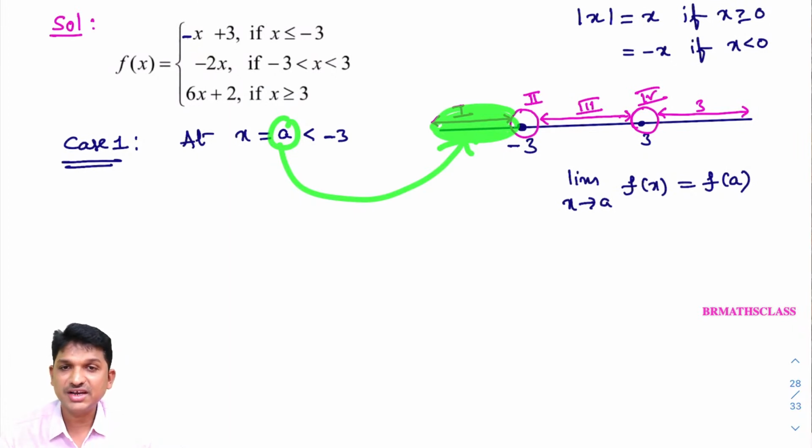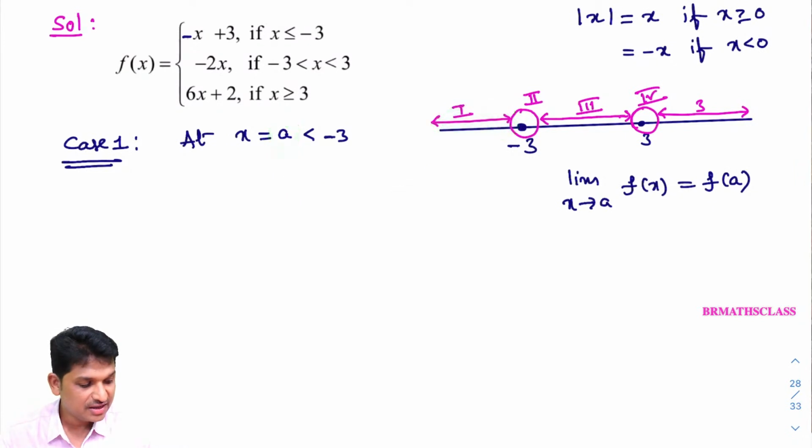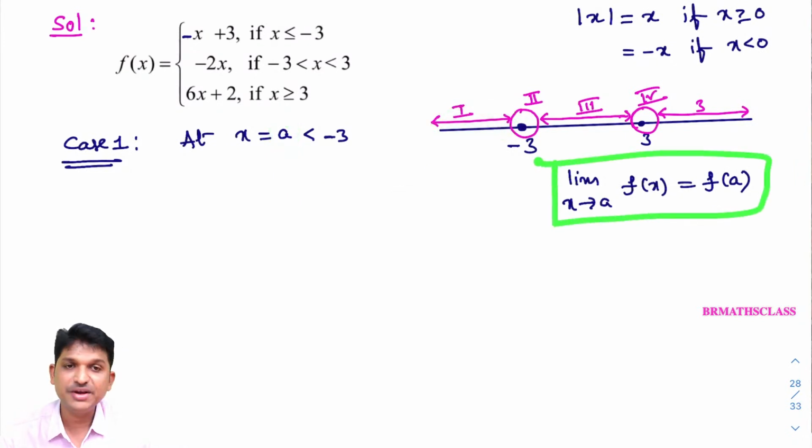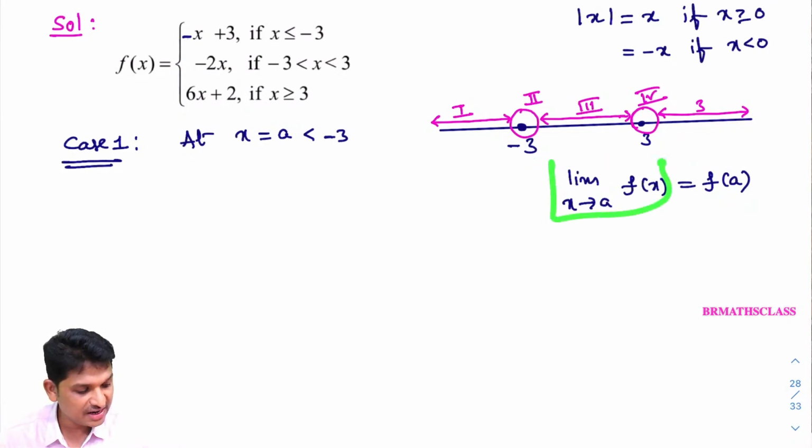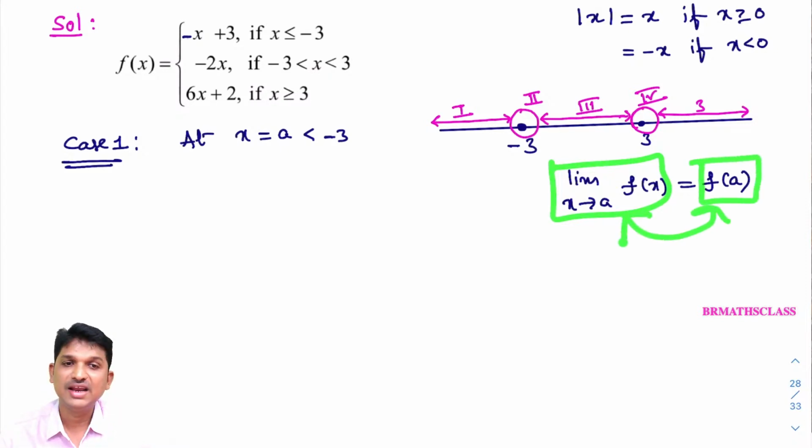Okay, I need to check the continuity. How to check the continuity? You observe here, if the limit as x approaches a of f of x equals f of a, then we say that the function is continuous at x equal to a. So what I'll do, I'll calculate this one first. Next, I'll calculate f of a. If these two are equal, then I can say that the function is continuous at x equal to a.